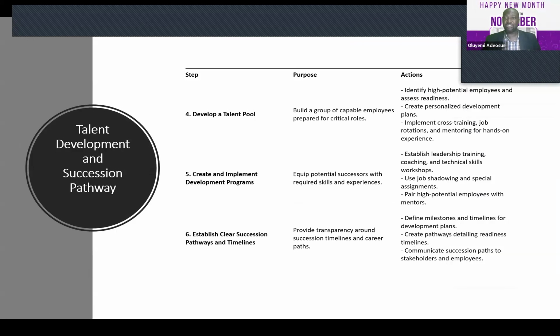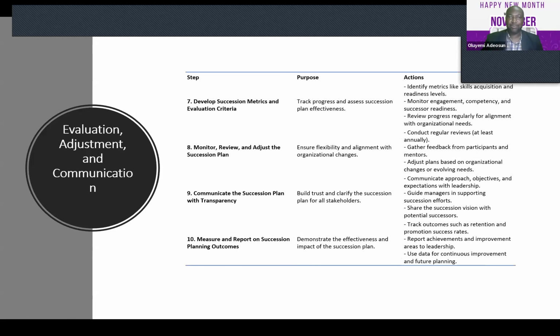So if, for example, you've been using high performance, people have been seeing other people's performance ratings. So it will limit the debate and argument, because you are doing it based on merit and you are not just cherry picking. Ladies and gentlemen, establish clear succession pathways and pipelines.